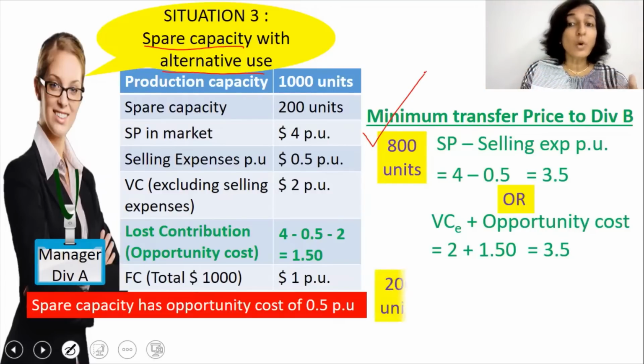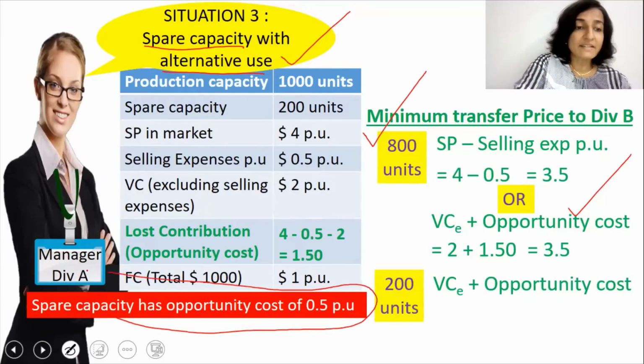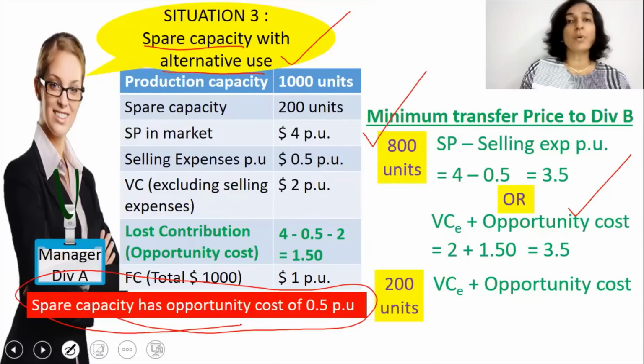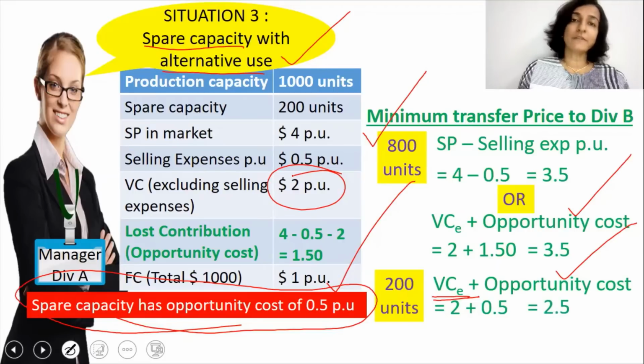Now regarding the 200 units of spare capacity, which has an alternative use. So what is the formula? The formula is variable cost excluding selling expenses plus opportunity cost. So here, what is the additional information? Spare capacity has an opportunity cost of $0.5 per unit. So all that we have to do is, in place of opportunity cost, just key in 0.5 per unit. So variable cost excluding selling expenses will be $2 per unit. So it's 2 plus 0.5, which is $2.5 per unit.